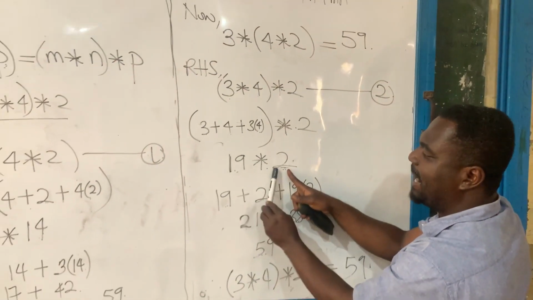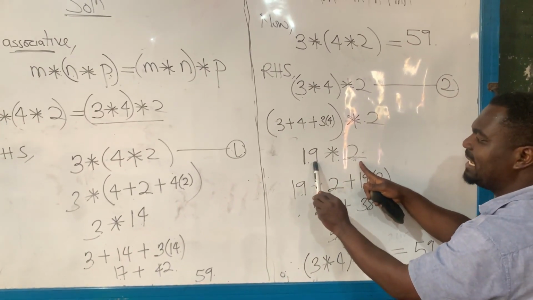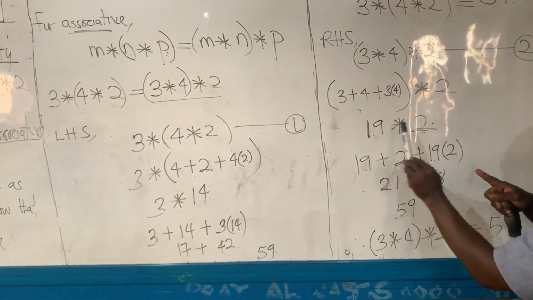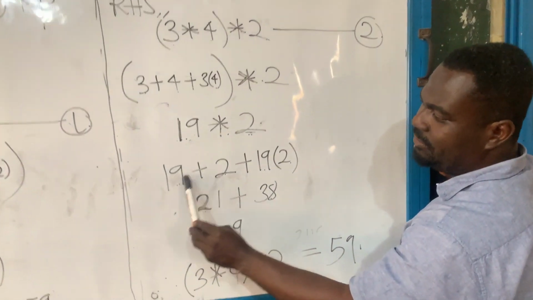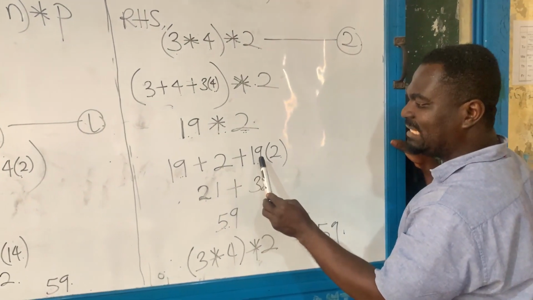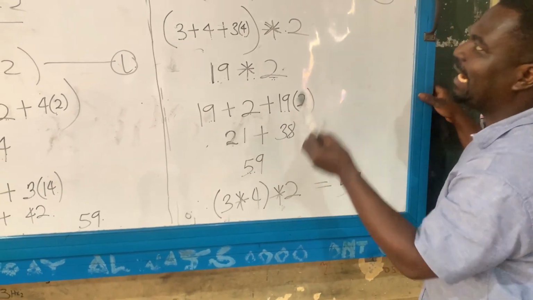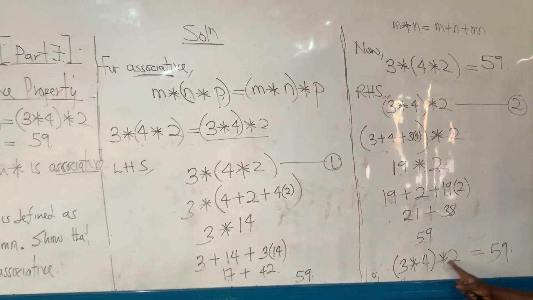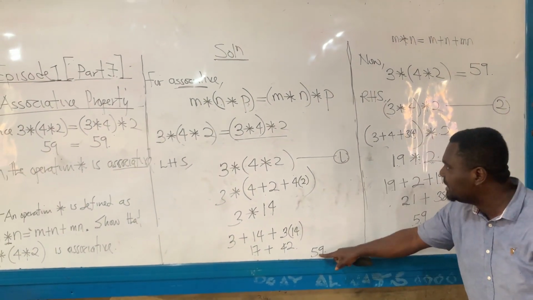It has formed another binary operation, meaning your m is 19 and your n is 2. So when you substitute 19 and 2 into the general formula, because once it has formed a binary operation, you can use the formula. So 19 plus 2 plus 19 times 2. When you simplify, you are getting the answer to be 59. So it means your right hand side answer finally is now 59.